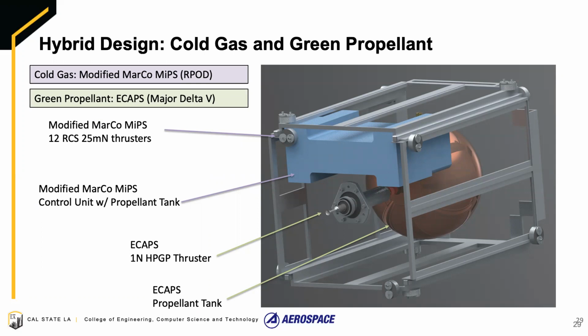So if we look at the CAD, the blue control box is the modified Marco MIPS. Inside this control box is the cold gas propellant tank. The Marco MIPS has 12 reaction control system, 25 millinewton thrusters. So there's 2 thrusters on each face of our SmallSat. For the ECAPS system, the green propellant tank is in the center of our SmallSat, and the ECAPS has a 1 Newton HPGP thruster in the center.